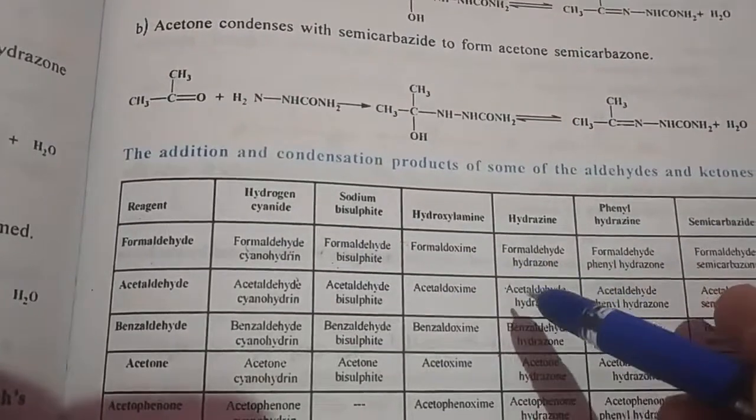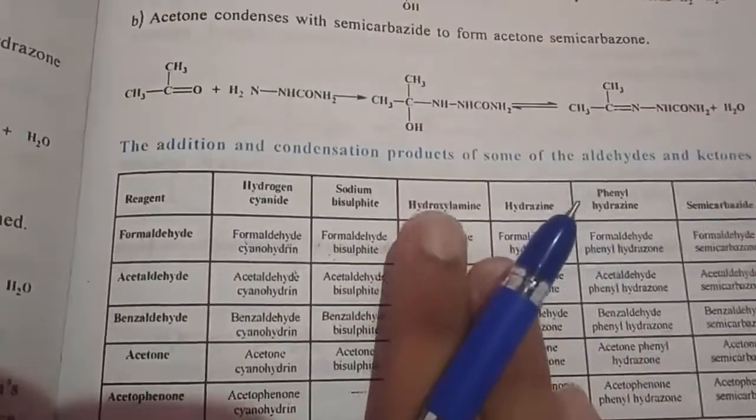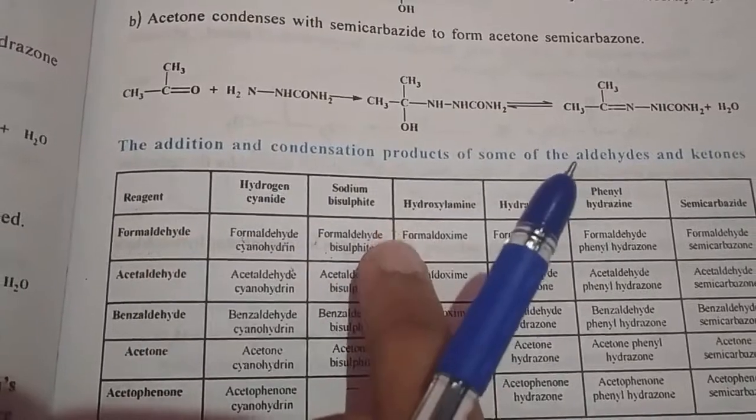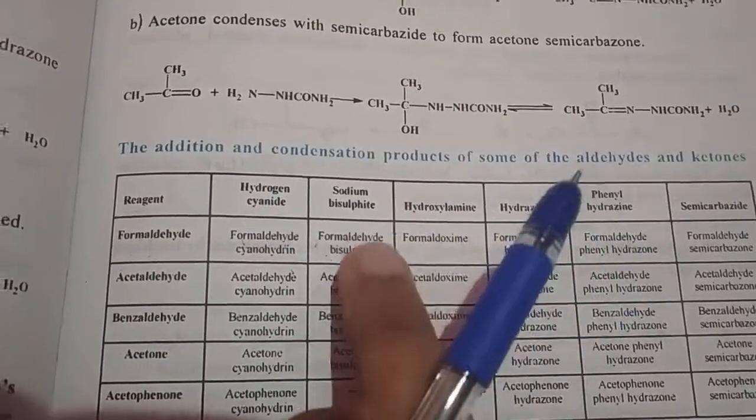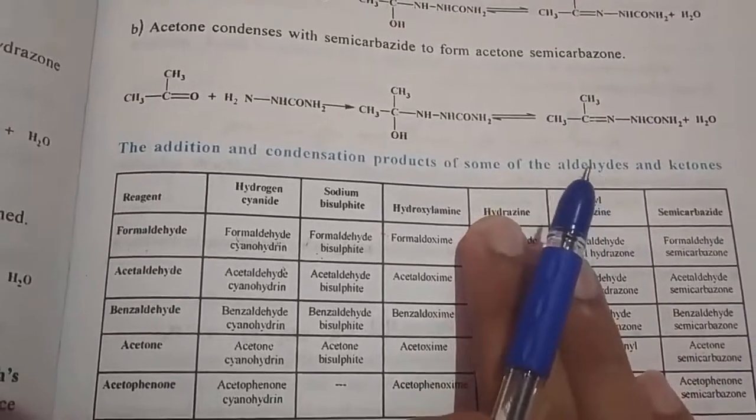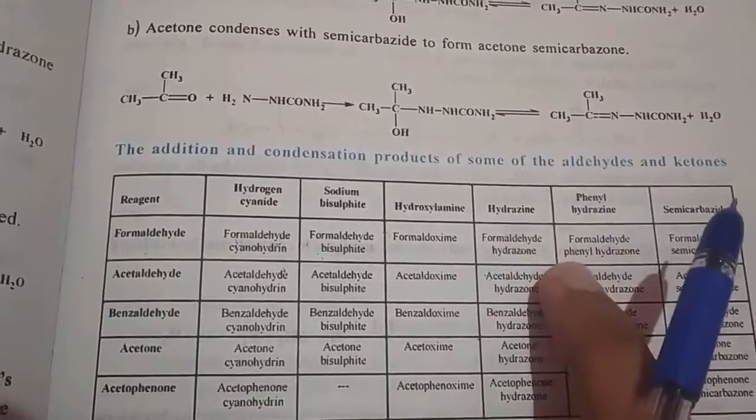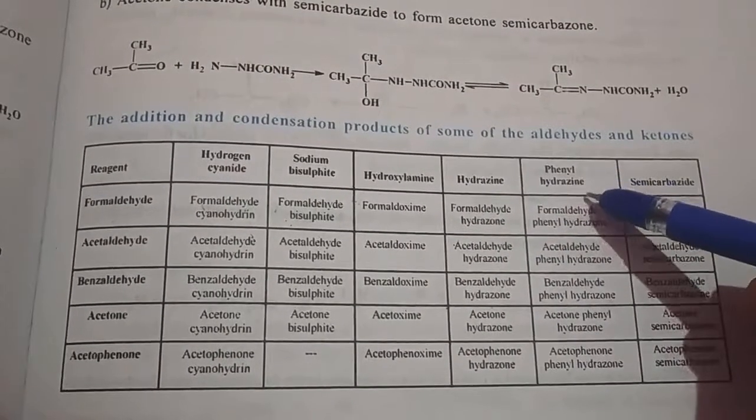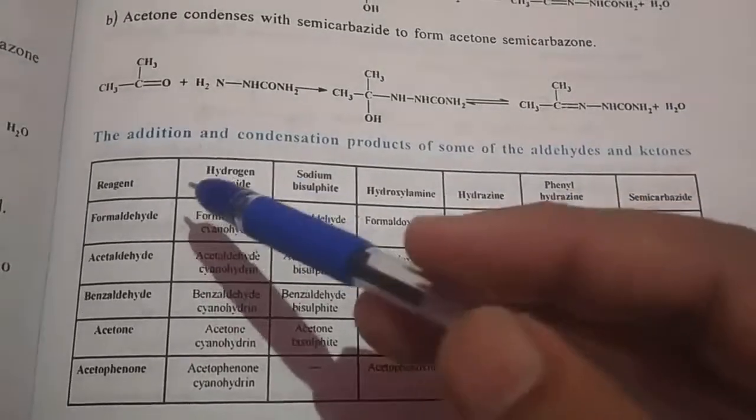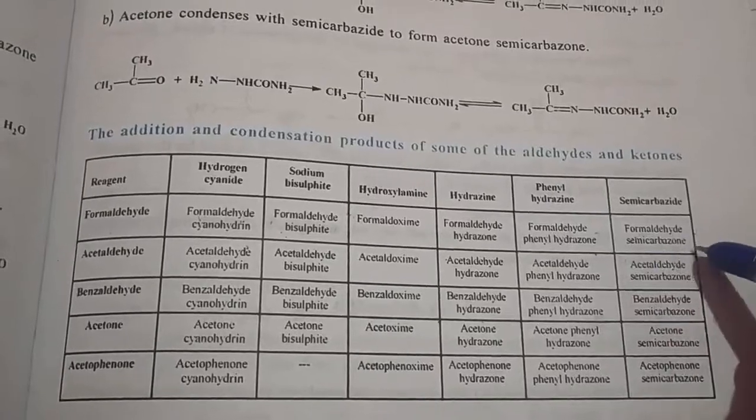Formaldehyde bisulfite. Similarly, when formaldehyde is treated with hydroxylamine, you know you are going to get an oxime. So when it is formaldehyde, we are going to get formaldoxime. Similarly, with hydrazine, we have seen we are going to get hydrazones. When it is formaldehyde, it is formaldehyde hydrazone. With phenylhydrazine, it is formaldehyde phenylhydrazone. When formaldehyde is treated with semicarbazide, it is called formaldehyde semicarbazone.